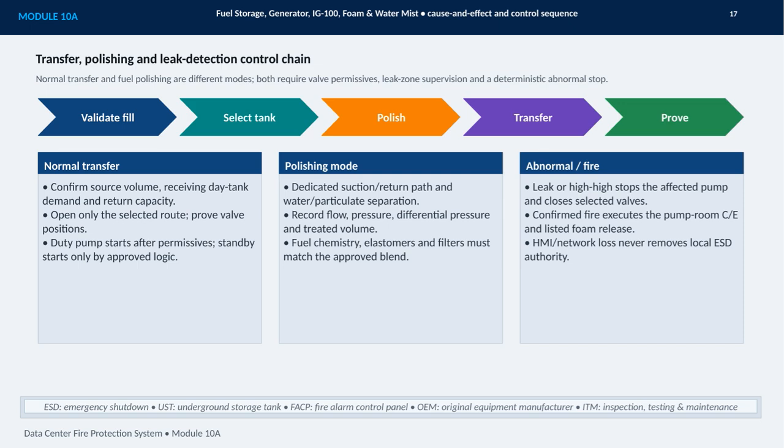If a leak or high condition occurs, the affected pump stops and the selected valves close. A confirmed fire initiates the pump room cause and effect sequence and the specified foam release. Importantly, loss of the HMI or network does not remove local emergency shutdown authority. Defined acronyms support consistent communication during operation, testing, and maintenance.